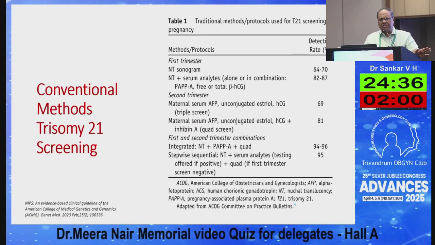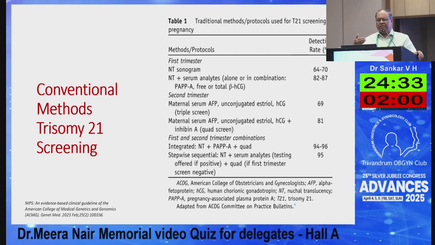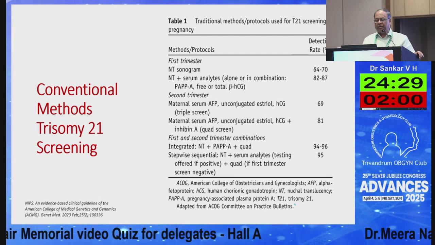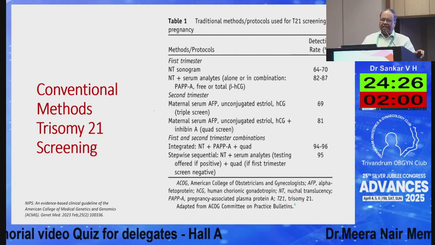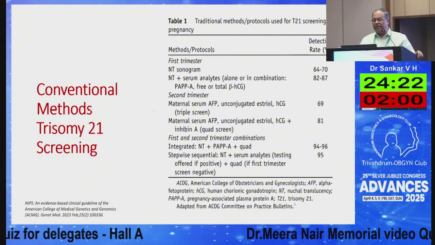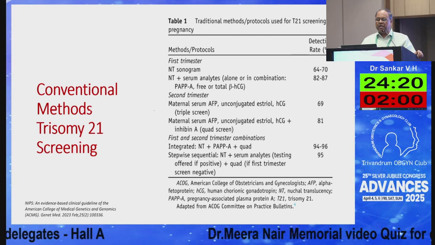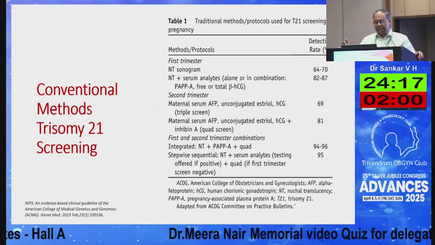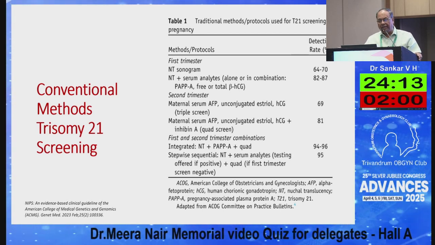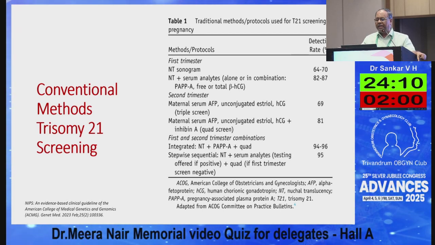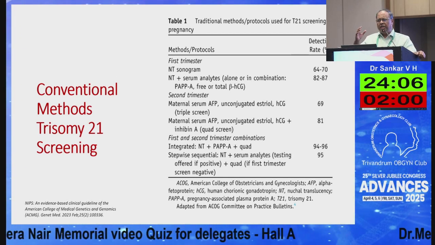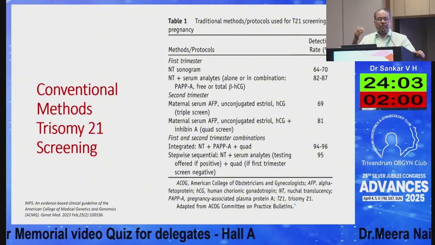So there are so many conventional methods. Don't worry about the slide because it is a busy slide: NT sonogram, NT plus serum analyte, second trimester maternal serum AFP, triple, quadruple, integrated, combined, sequential, various things you would have heard. The detection rate varies from 64% to a reasonably good 95%. This is from the ACMG Genetic Medicine Guideline 2023, where they have beautifully described everything. 95% is the upper limit, in the best comprehensive screening model.